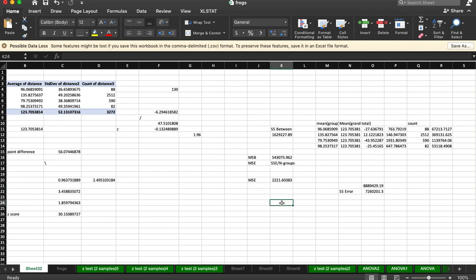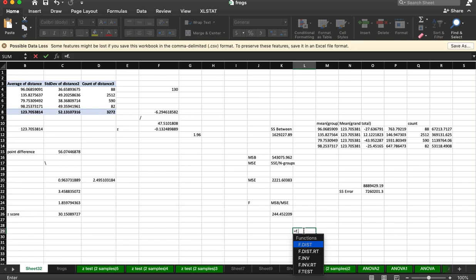Finally, to get our F ratio, F is mean squared between divided by mean squared error. So we will just take mean squared between divided by mean squared error, and our F is gigantic at 244.4. If we want to see that as a p-value, we could do equals F.DIST. Our x is this. Our degrees of freedom 1 is the number of groups minus 1, 3. Degrees of freedom 2 is the count minus 4.